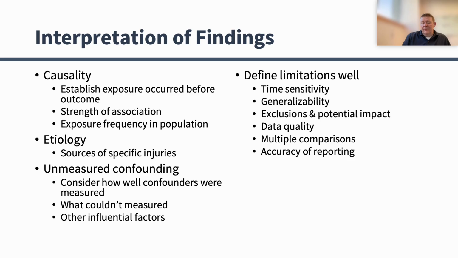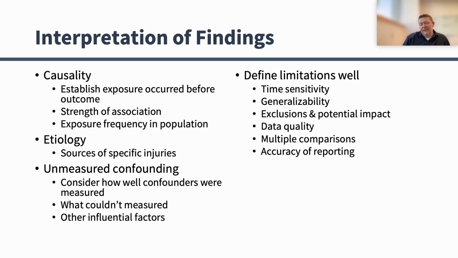We're also trying to think about, from our study results, what this tells us about the cause of the disease, the etiology. How do we consider what our results tell us about that relationship? We also have to think about all the limitations our study might have when interpreting things, like how well the confounders were measured, and what other influential factors we couldn't measure.